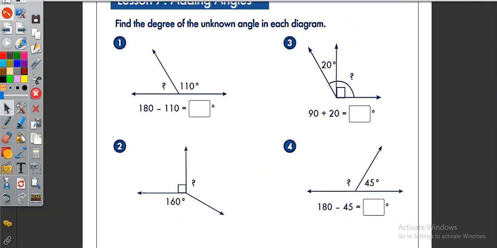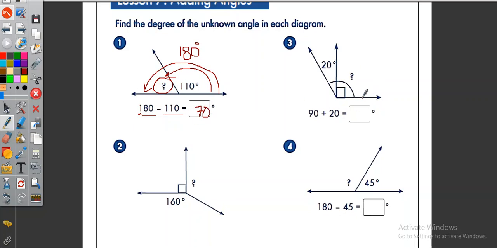In this diagram here, as you can see, it is a straight angle. So from here to there, it is a straight angle that measures 180 degrees. The angle here measures 110. So what does this angle measure? Simply take the big angle minus the small angle, which will give you the answer, which is 70.